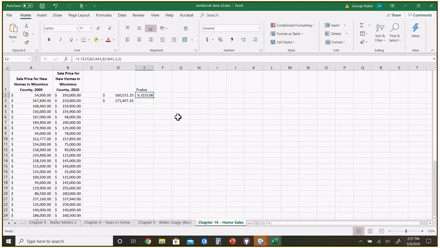the p-value is saying the probability that the two samples are drawn from the same overall population. That's what that's saying. So the way we can interpret that is, if we can assume those two samples are equal, we would expect to see this type of difference 31% of the time in a sample of 40 homes.